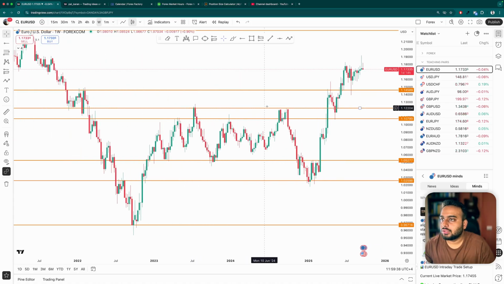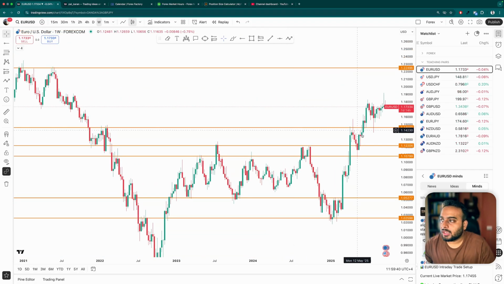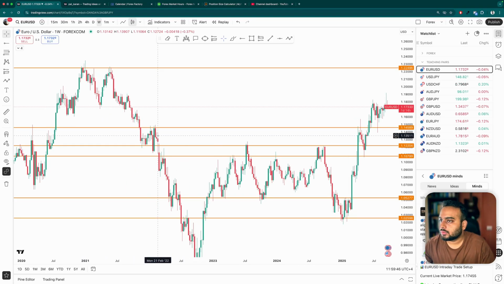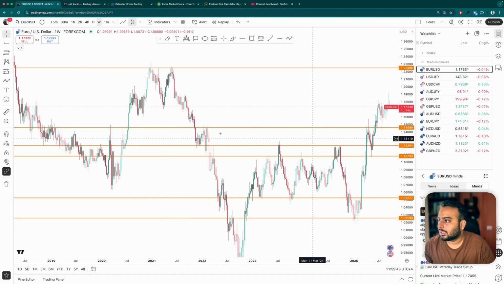This area is also good. We have another support resistance level right here, one, two. There is a third one right here, fourth one. This is a good level.